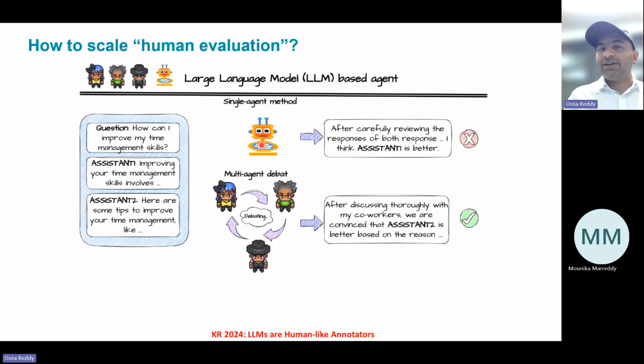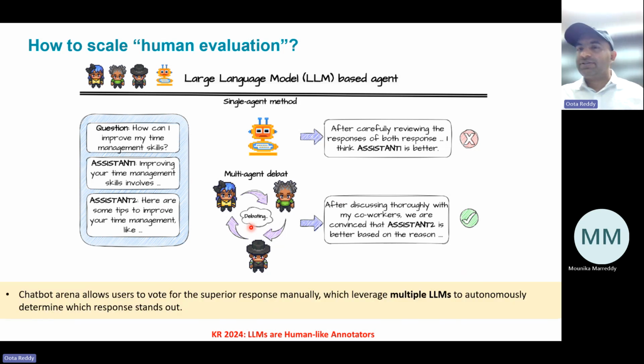If we have only a single agent, we are just carefully reviewing the responses to decide the assistant is better. Whereas if we have a multi-agent debate, we have multiple users providing which answer is better, because it is just an online platform. So multiple users are debating, and after discussing thoroughly with coworkers, we are convinced that assistant 2 is better based on the reason. So this is a multi-agent based approach, and we can scale it to n number of people.